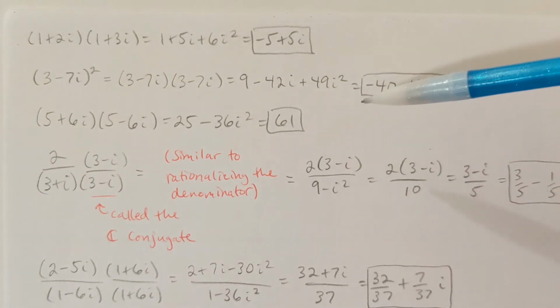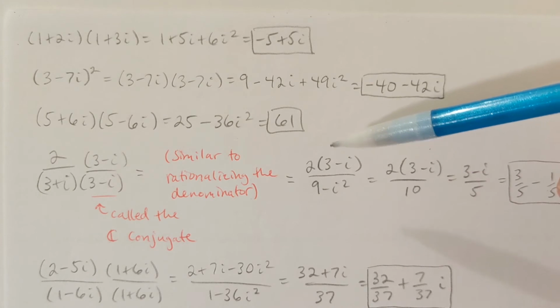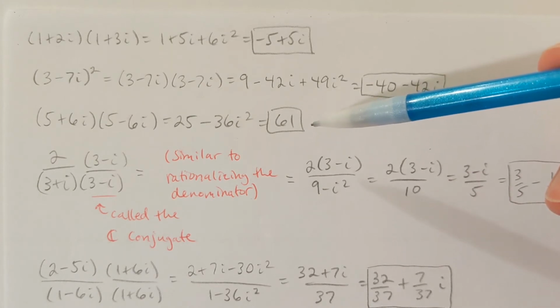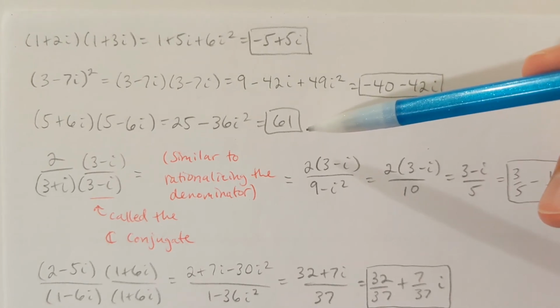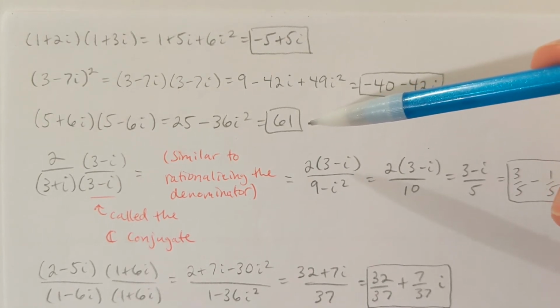Now, is 61 a complex number? Is that in the form a plus b times i? Yeah, it is. b is 0. So 61 plus 0 times i is correct. I normally don't write plus 0 times i, but I could. So 61 is a complex number. Any real number is a complex number.